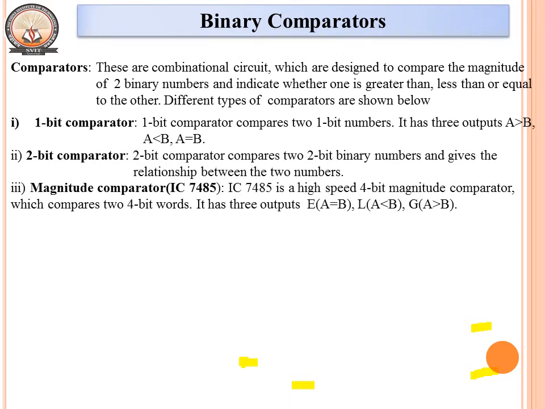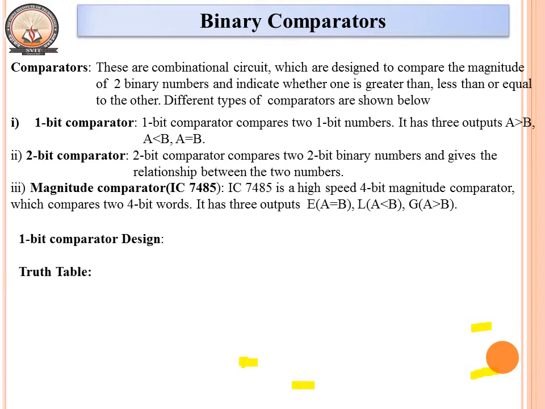Mainly we classify comparators into 1-bit comparator, 2-bit comparator, and magnitude comparator. In a 1-bit comparator, we take two numbers which have only 1 bit of value. In a 2-bit comparator, A will have two bits, A1 A0, and B will have B1 B0. Whenever you want to compare more than 2 bits, we go with the magnitude comparator, which is nothing but IC 7485. Here also we have three outputs: E, which is A equal to B; L, which is A less than B; and G, which is A greater than B.